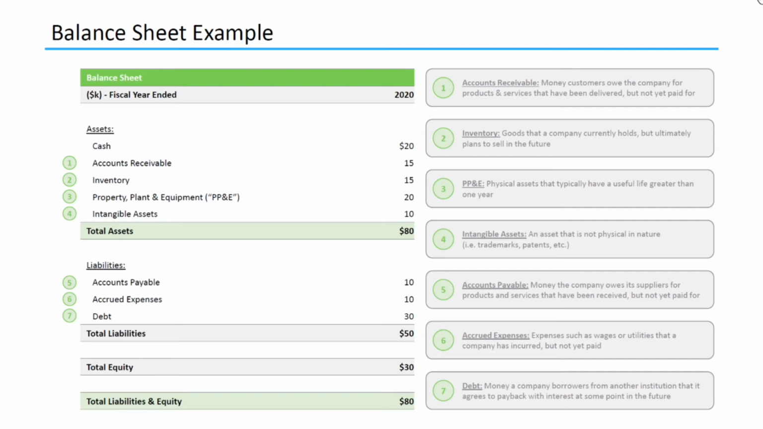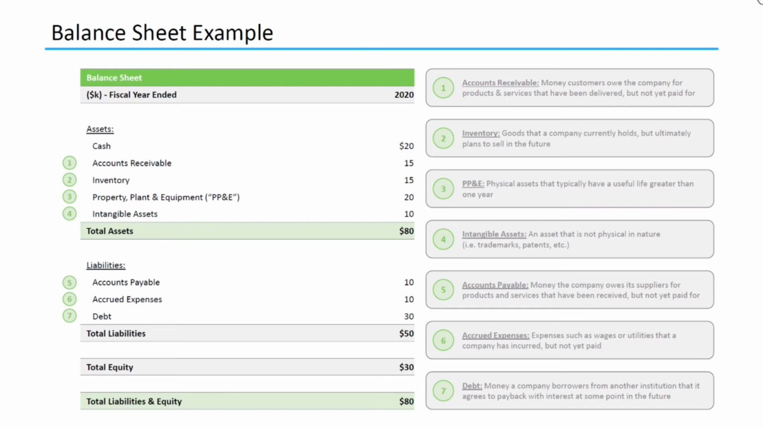This typically includes the value of the land and property that a company owns, as well as the value of capital equipment and machinery that a company might own. Next, you will typically see intangible assets, which outline the value of assets that are not physical in nature. These typically include trademarks or patents.